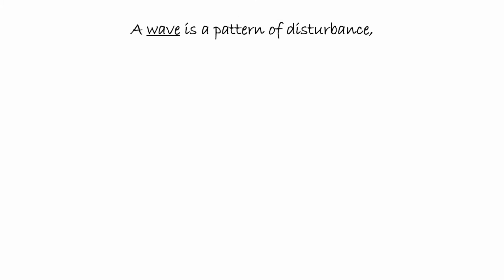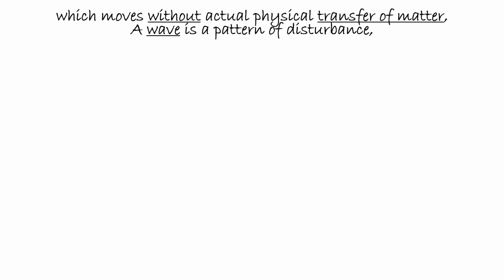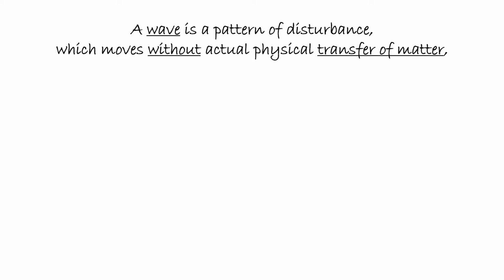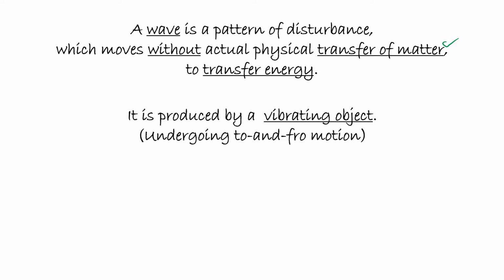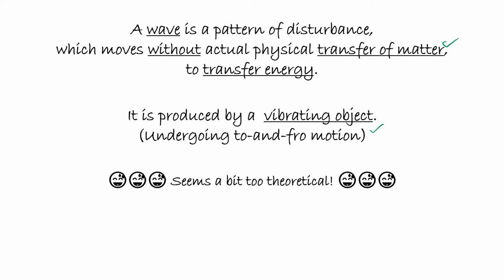You see, a wave is a pattern of disturbance which moves without actual physical transfer of matter. Of course, this is to transfer energy. Now, it is produced by a vibrating object, which is basically an object which is undergoing to and fro motion. At this point, you're probably going like, whoa, Bidish, slow down. That was a bit too theoretical. Well, no need to worry, my friend, because in real life, waves are everywhere.